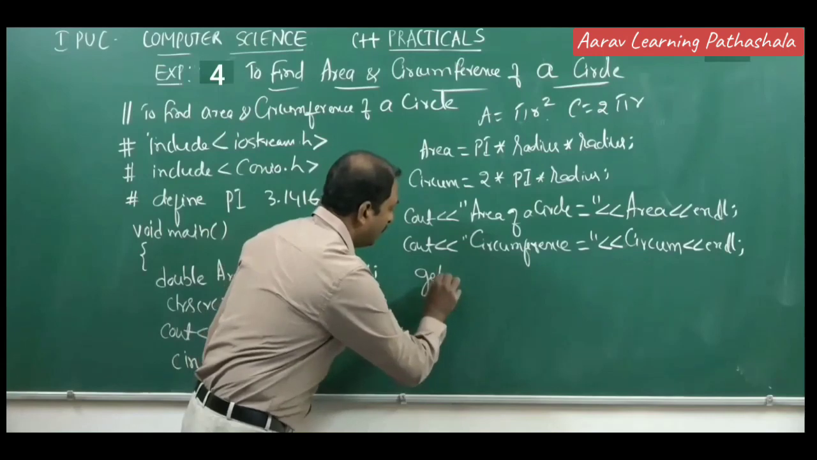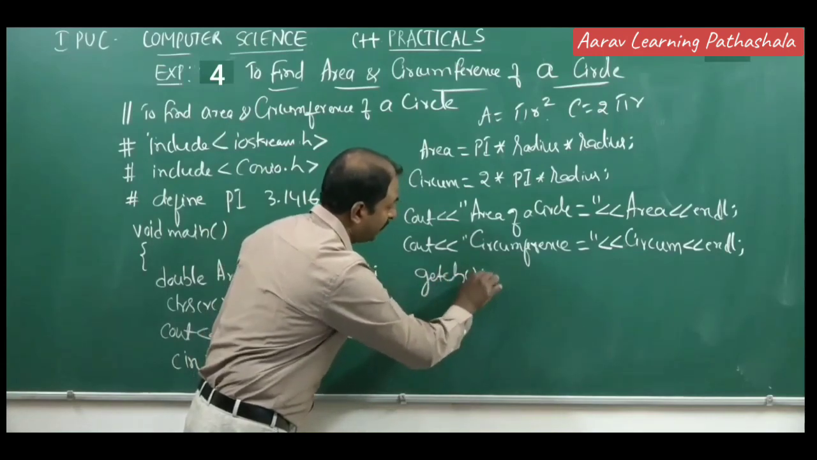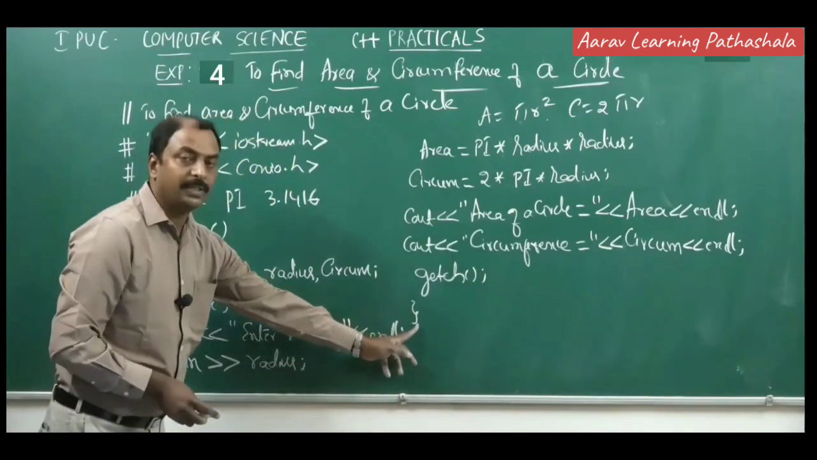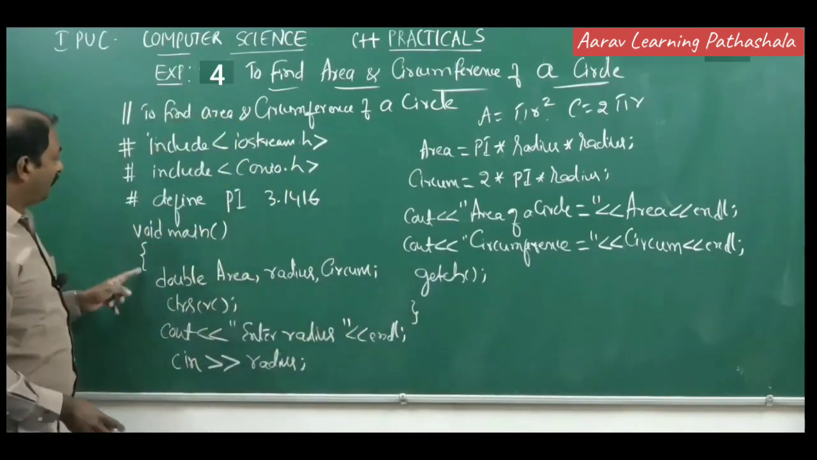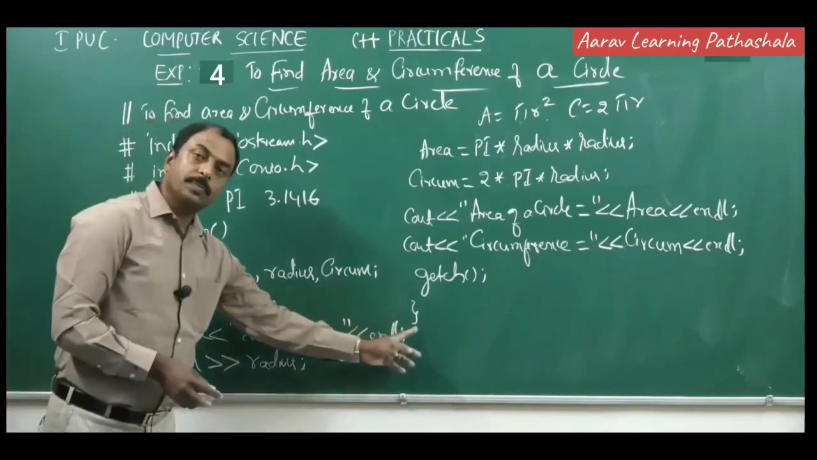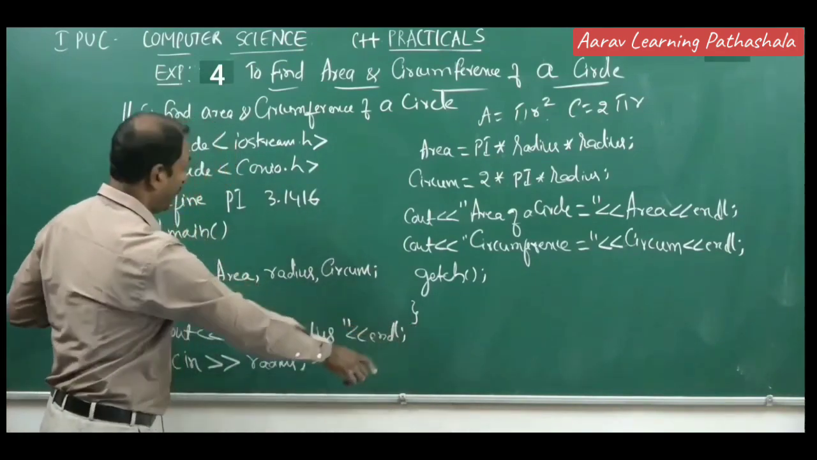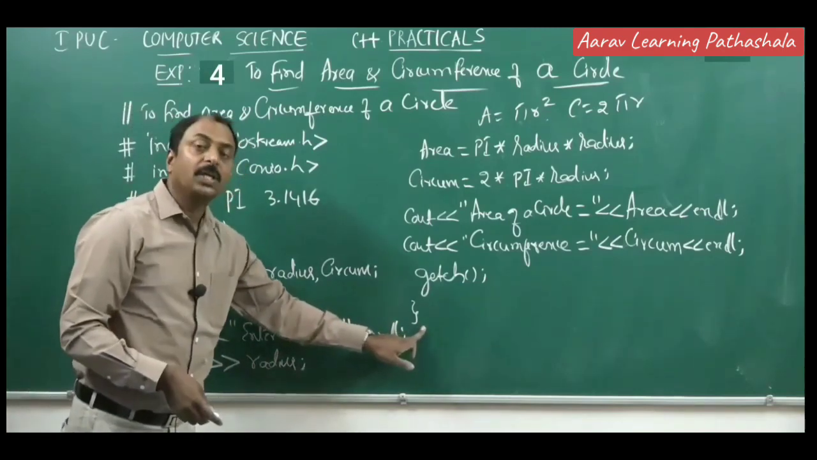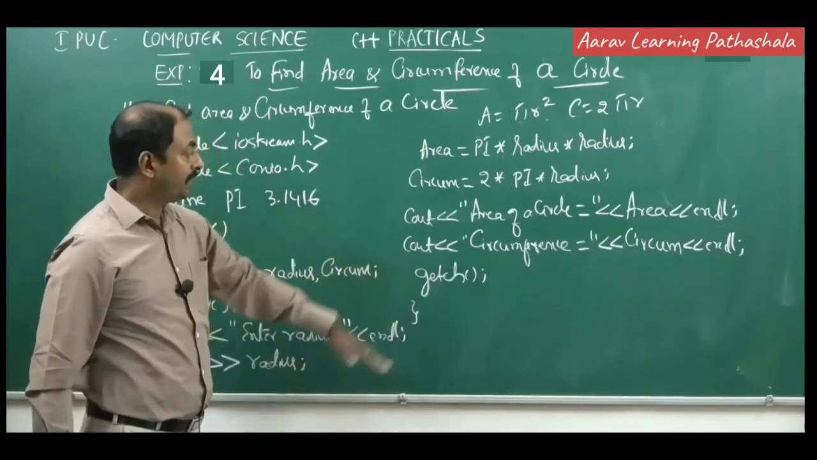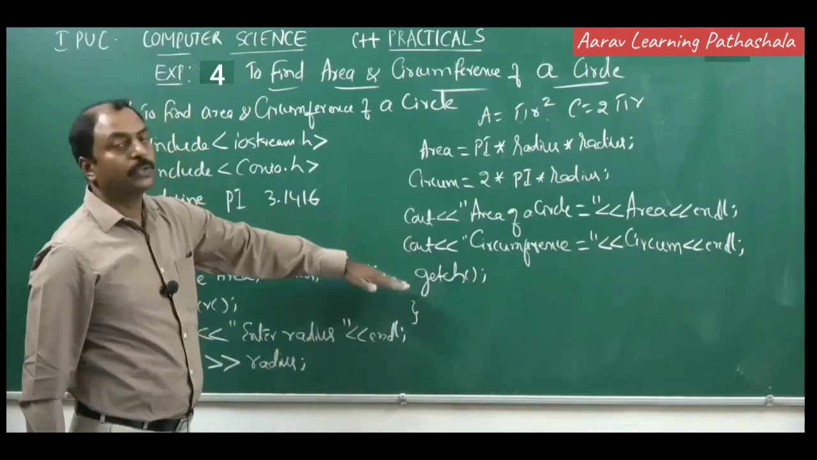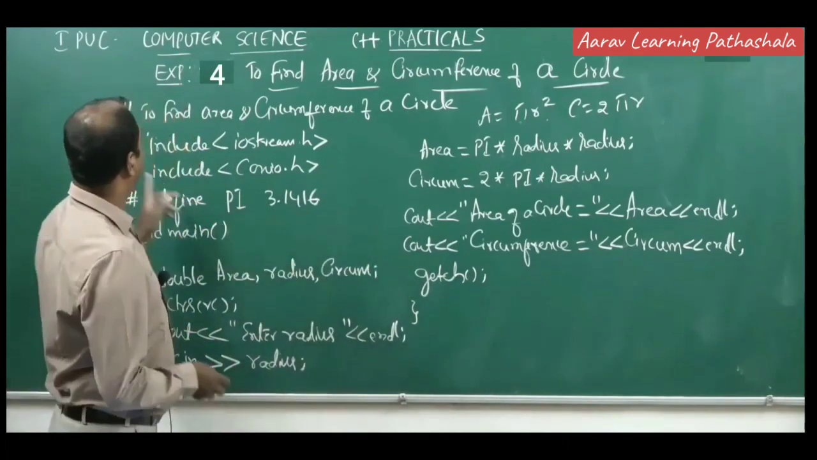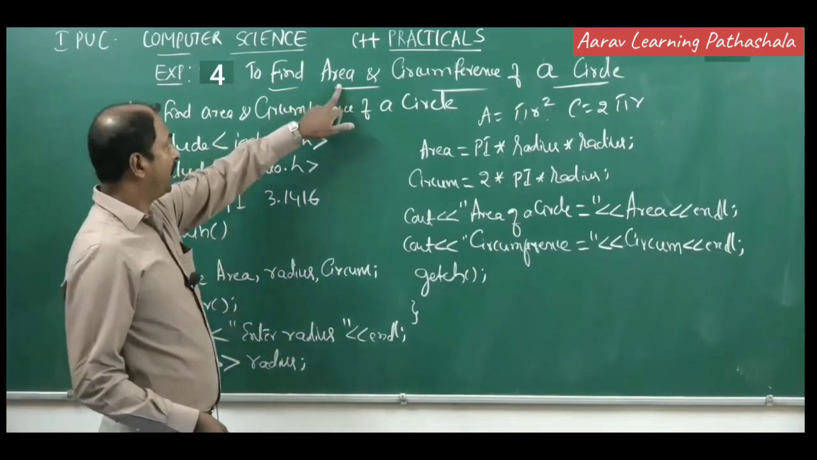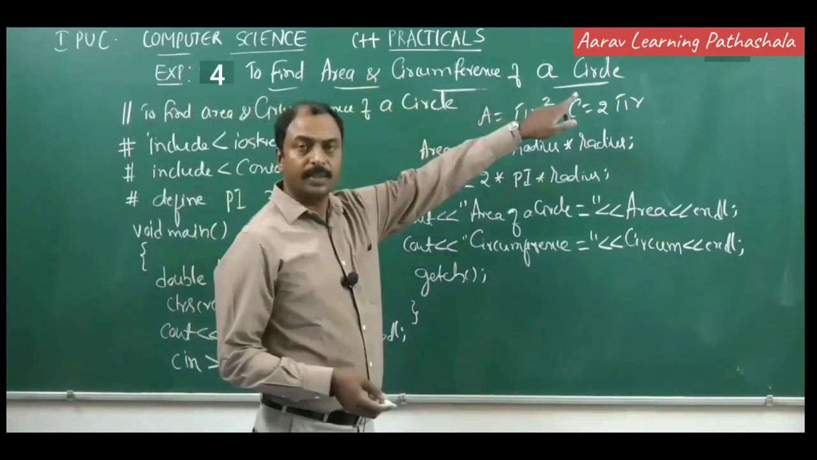After printing the output, you have to close the program. Generally we use the getch function to close, and here I am closing the void main section. So this is void main open braces, and this is closed braces. Inside the function void main, between these two braces, we are supposed to write the programming statements. These are called executable statements. So this is a simple program to print the area and circumference of a circle.